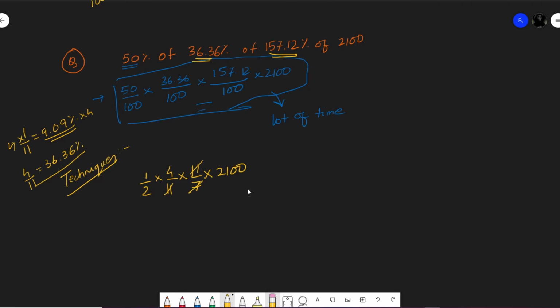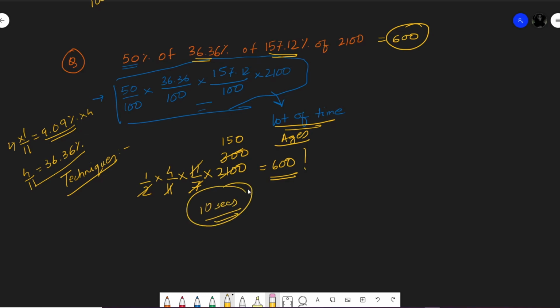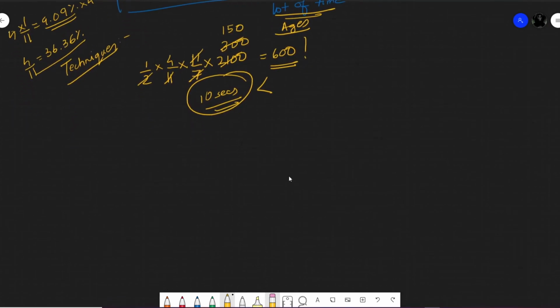So what does it become now? This 11 cuts, this and this cut, it becomes 300, and this 2 and this cut, so it becomes 150. 150 into 4 equals 600. So your answer will be 600. This is so much faster, right? It would have taken ages to solve this, but it just took like 10 seconds. If you have practiced, it will take only 10 seconds, and even less than 10 seconds, okay, once you have practiced a lot. So this is quite interesting, right?